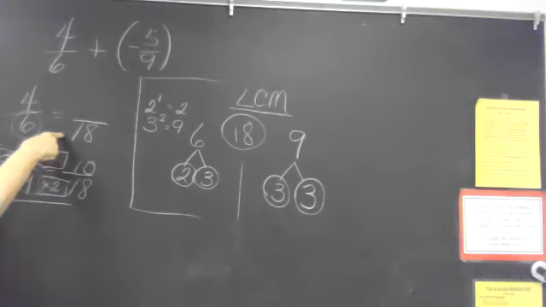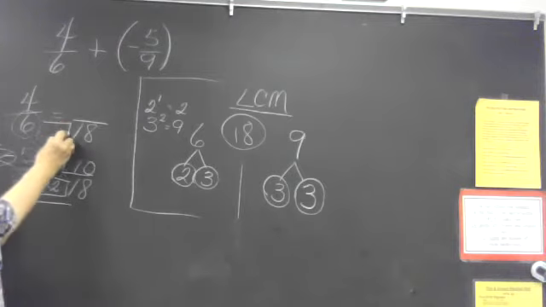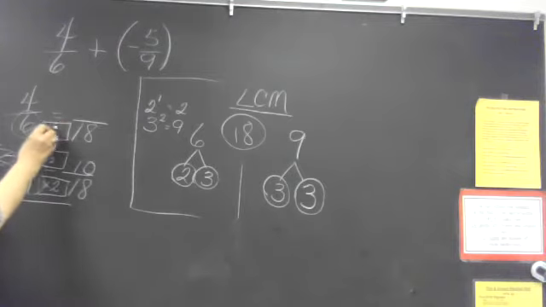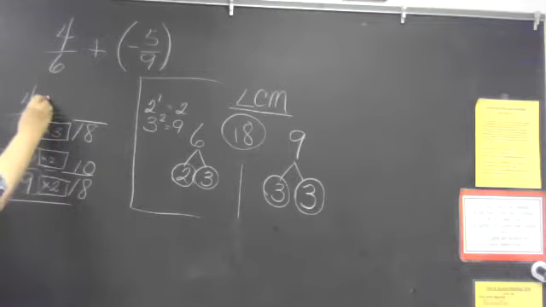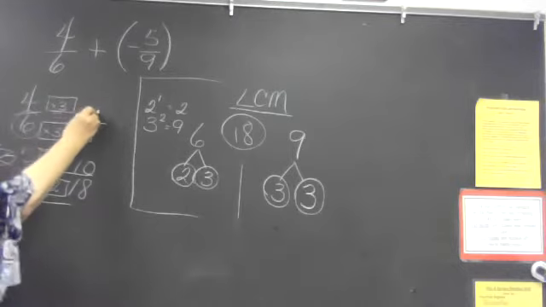Let's do the same thing up here. 6 times what? 3. And so I have to do exactly the same thing to the top, which gives me 12.